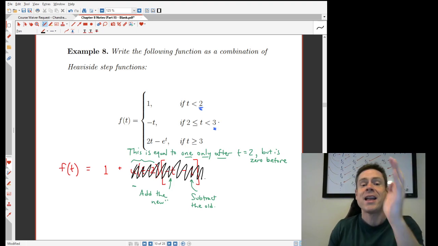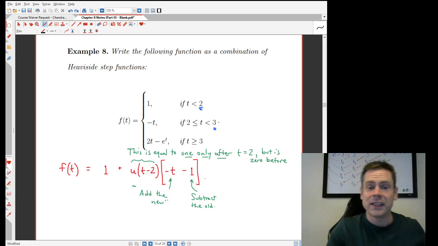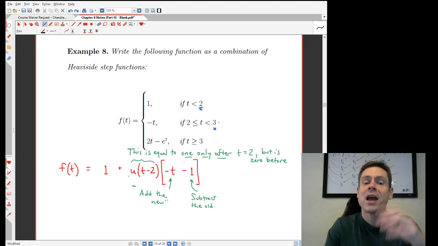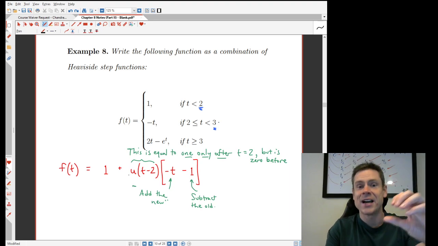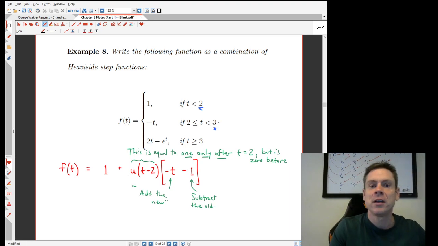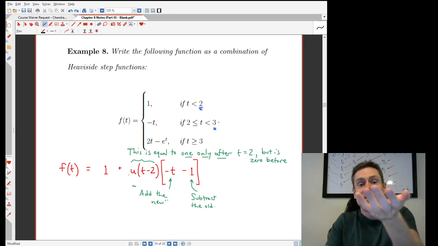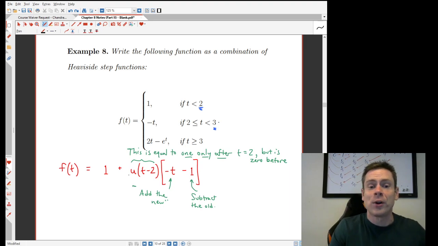But the moment that we get to t equals 2, suddenly this u switches from 0 to 1. So now instead of 0 times that stuff, I have 1 times that stuff. And so now I have 1 plus 1 times minus t minus 1, which gives me 1 plus minus t minus 1. 1 minus 1 is 0. That minus 1 switches off the one that was there before, and minus t now comes into effect, and that's what I have. So at t equals 2 and onward, this is what I have.